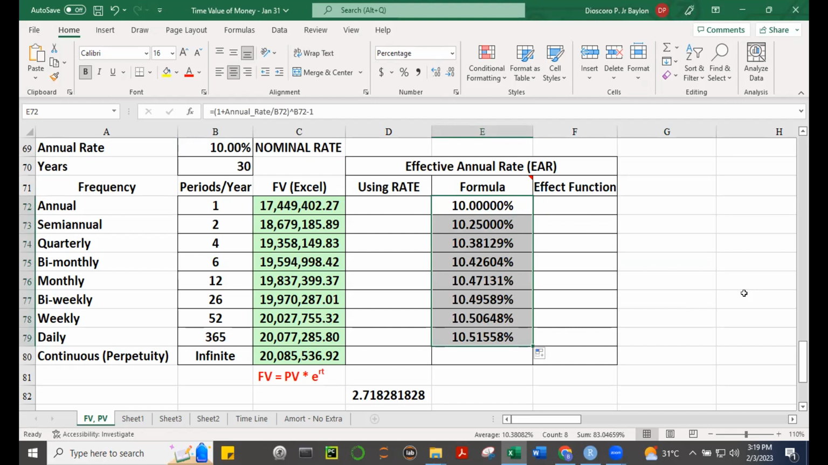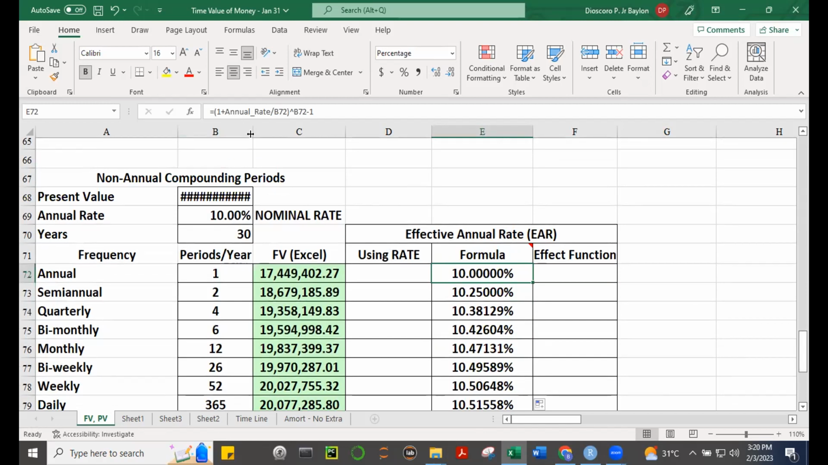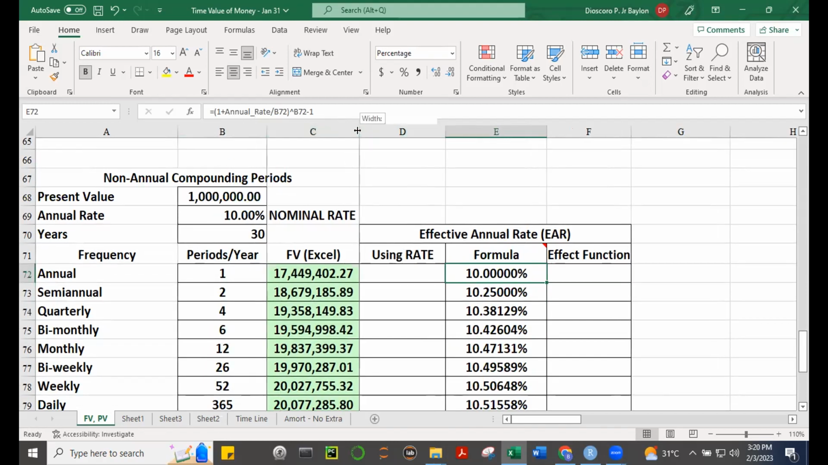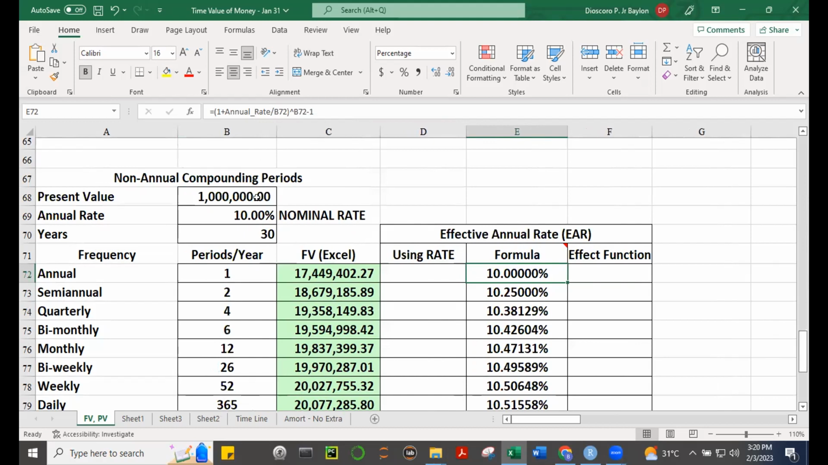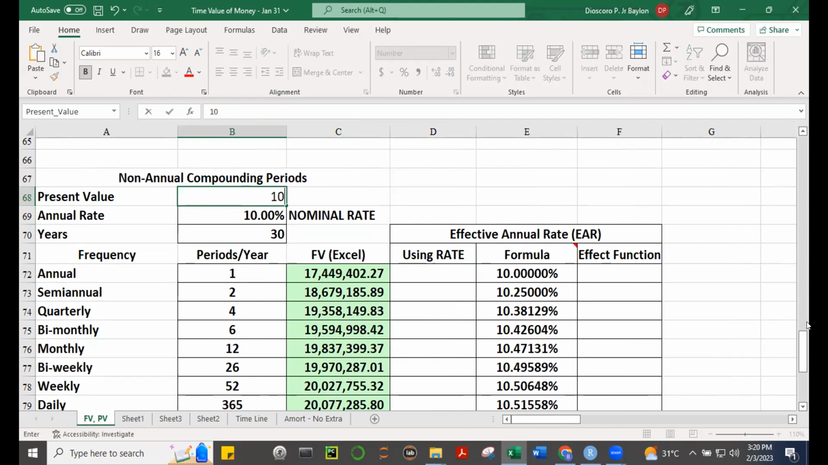Okay, here you can see that indeed, if you have more compounding per year, then the effective annual rate becomes bigger. In fact, for daily, it's 10.51% compared to 10%. Now, you might say that the difference is marginal. Well, it depends on the cash flow you're looking at. If this was a government budget, let's suppose this is 100 million, for example.